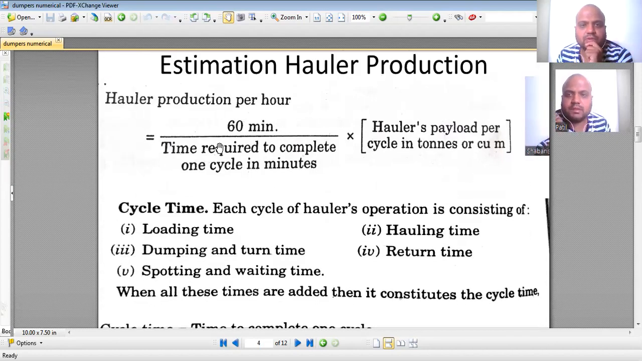Now you may have to recall this equation: hauler production per hour. The hauler is the dumper, which is the one carrying. The production output per hour is 60 minutes divided by the time taken by the dumper in one cycle, multiplied by the capacity of the dumper. That is, 60 minutes divided by the time required to complete one cycle in minutes, multiplied by the hauler's payload per cycle in tons or in cubic meters. That is the hauler production per hour.